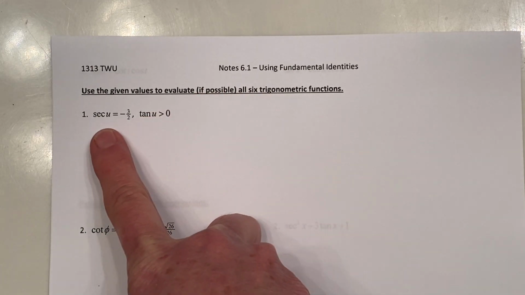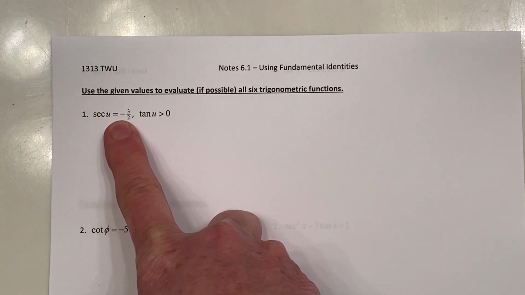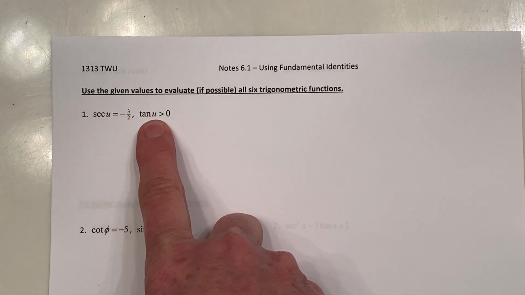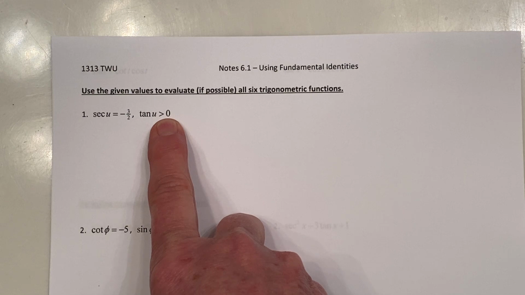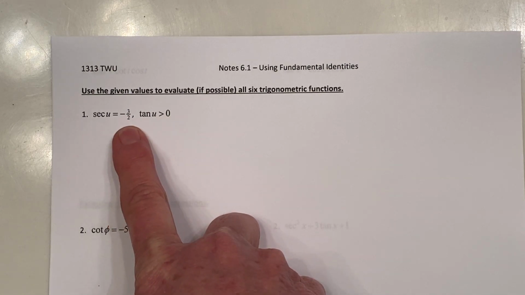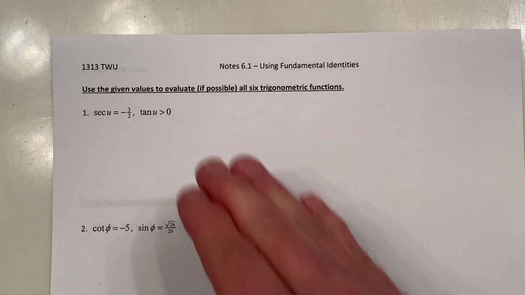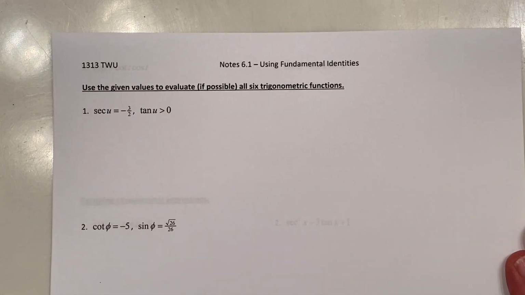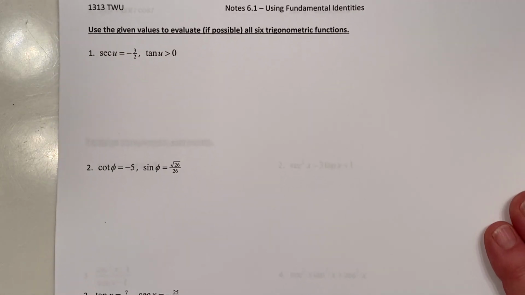So we have secant of some angle u equal to -3/2, given that the tangent of that same angle u is a positive number. Because we have secant's value, we need to find the other 5 trig functions. For these first 3 problems, we're going to use a right triangle to help us, but that right triangle needs to be in the correct quadrant.